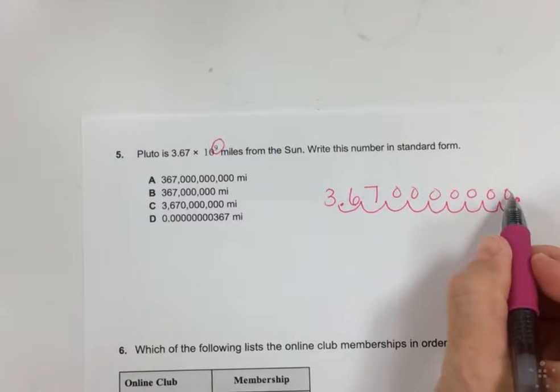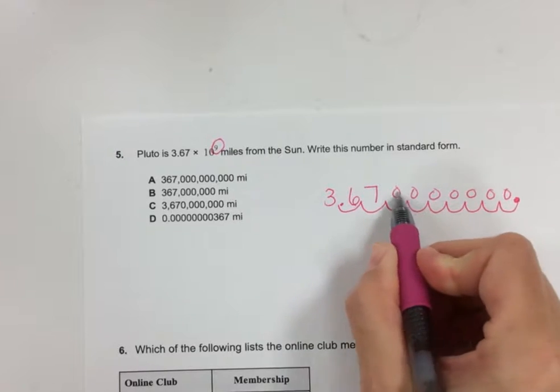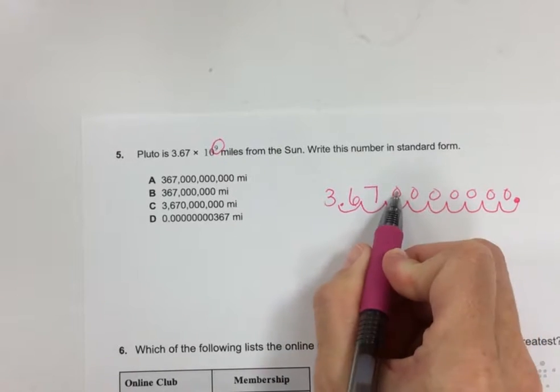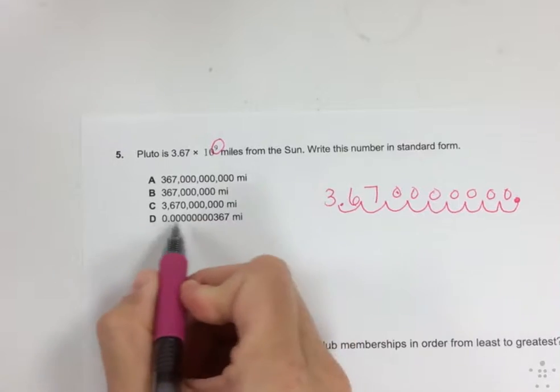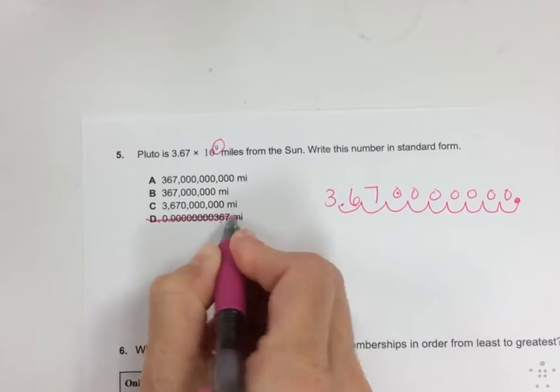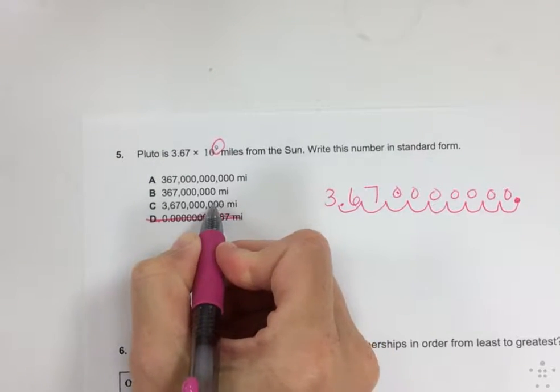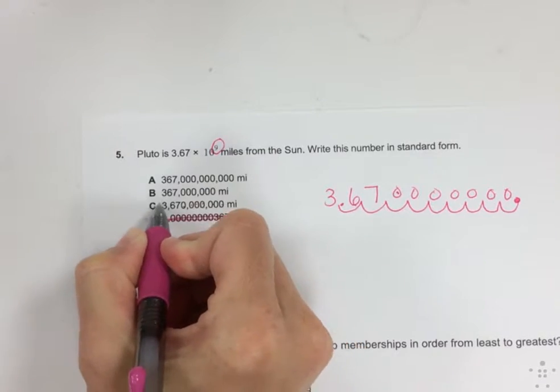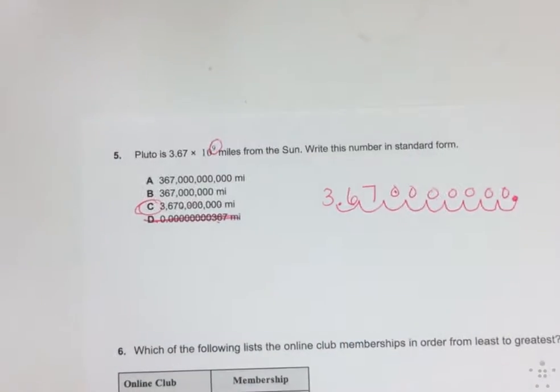Now I'm going to count my zeros. 1, 2, 3, 4, 5, 6, 7. So I need a number with 7 zeros. Well, this is a decimal, so I know it's already gone. 7 zeros. 1, 2, 3, 4, 5, 6, 7. Here we go. C. C is your answer.